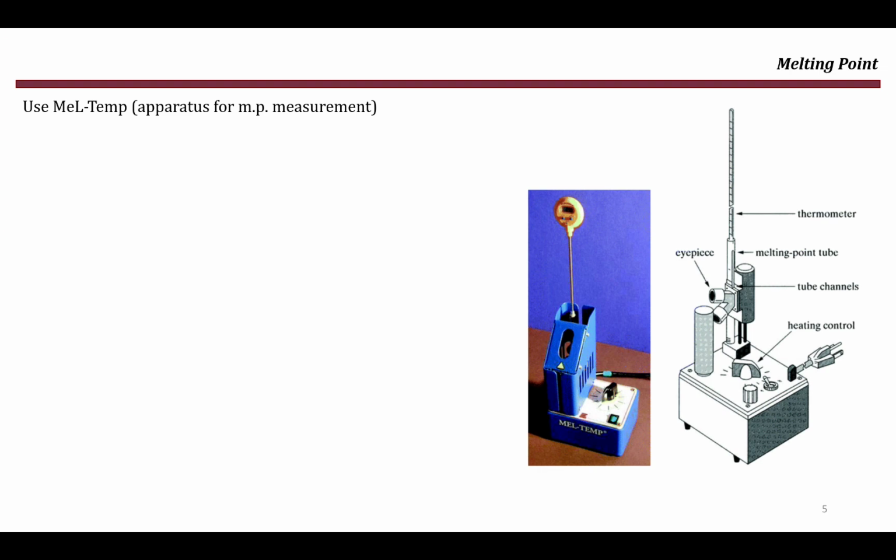There is also another way for determining melting points, which is using the melt temp, which is an apparatus for measuring the melting point. This is one form, this is another form, and there are several forms for this apparatus for measuring melting points. So to summarize, the melting point measurement is an important way to check the purity of a compound and or to determine the identity of an unknown compound in an organic chemistry lab.